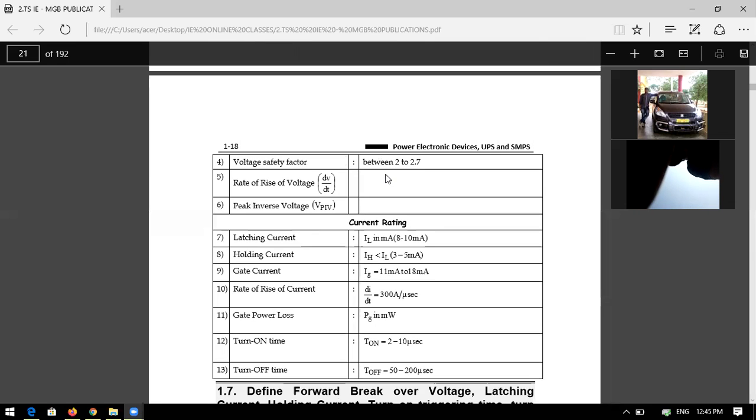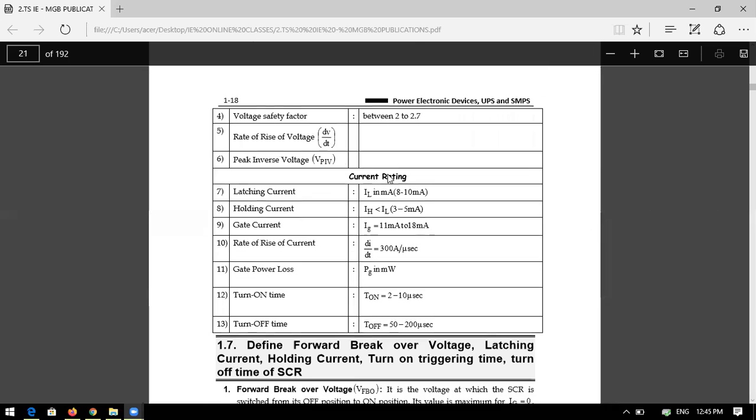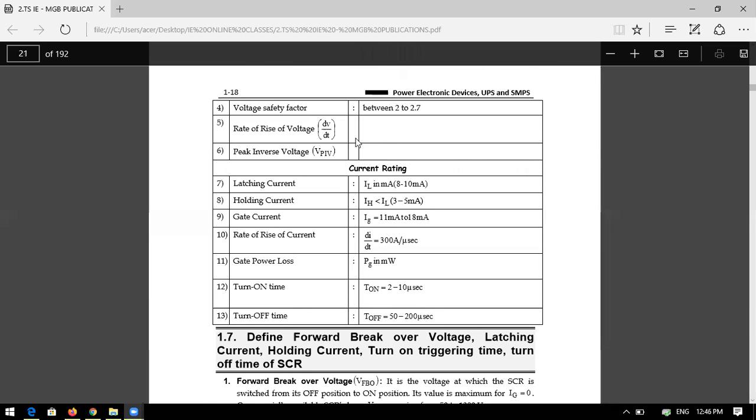So the voltage safety factor is 2 to 2.7, and the dV by dt rating depends on dt. dt means a small span of time. How much time you take determines how much the voltage will rise. So dV by dt is 10 volts per millisecond. Okay, 10 volts per millisecond. Write this down in the fifth column.